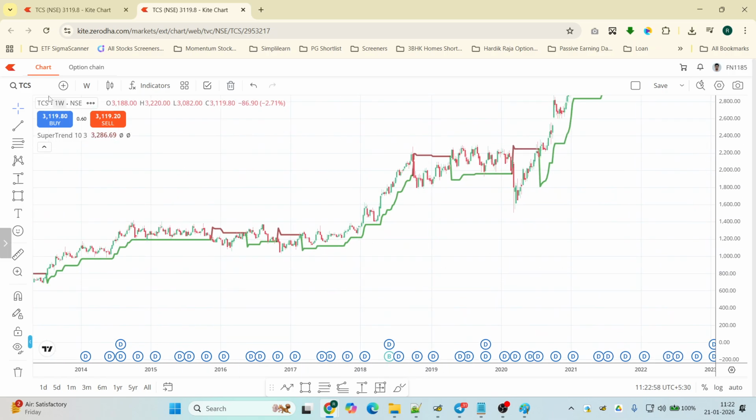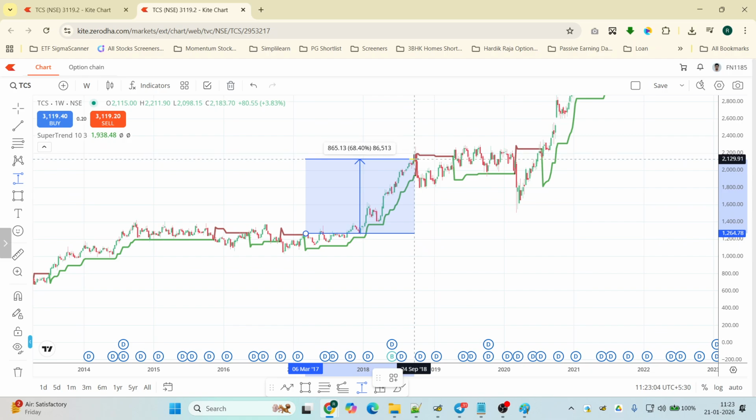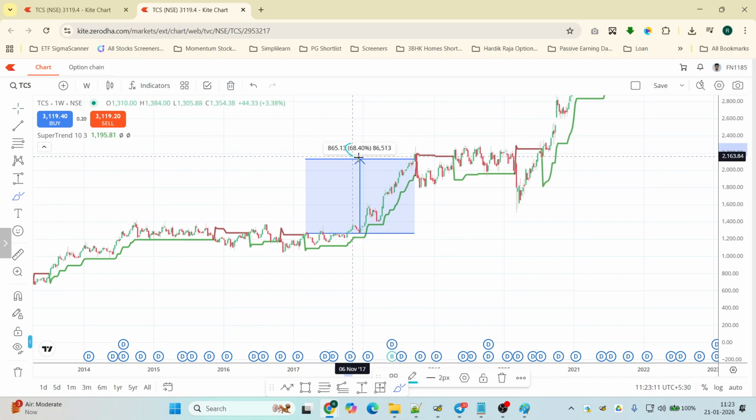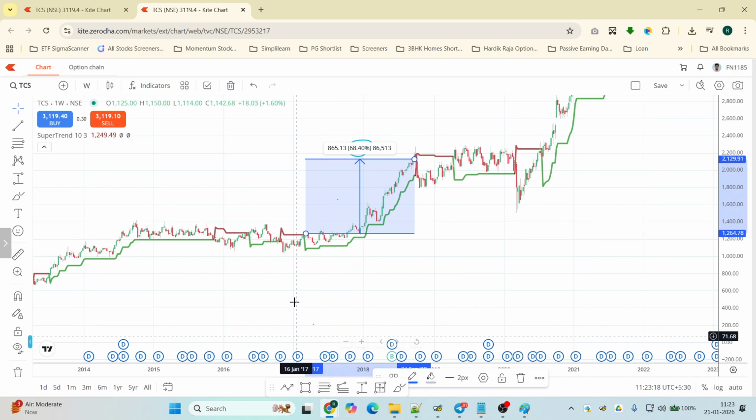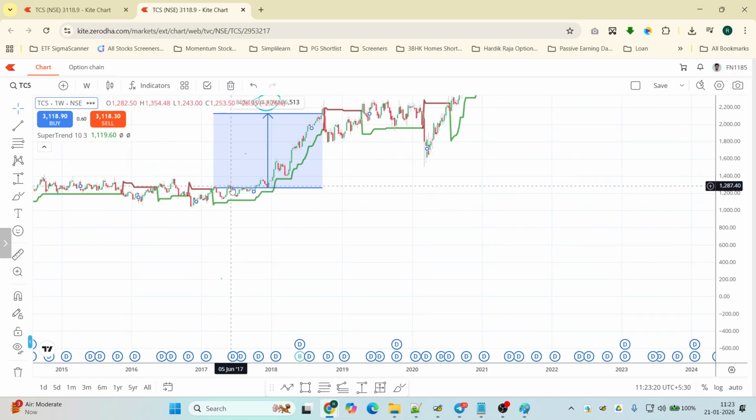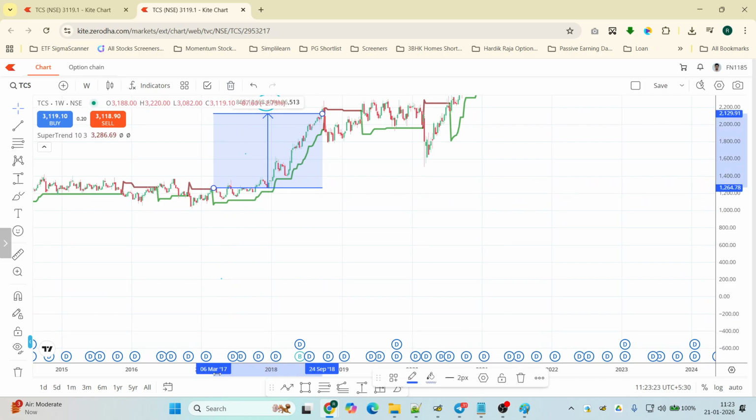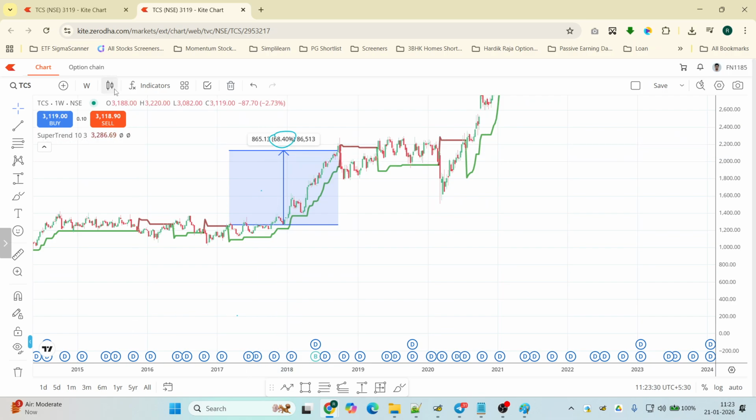Just see this, guys. Now I'm on a weekly time frame on TCS. If you had entered somewhere around this level and closed somewhere, you would have got a 68% return, guys. But you need to wait for this many number of weeks. If I click this, this is from 6th of March to almost 1.5 years. You should have waited for TCS to give a 68% return.